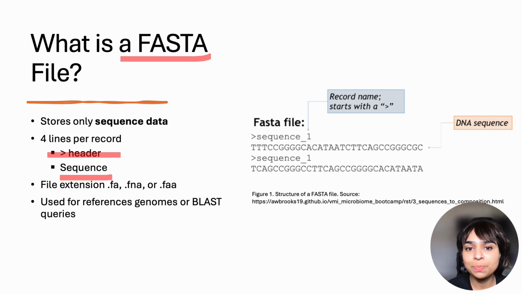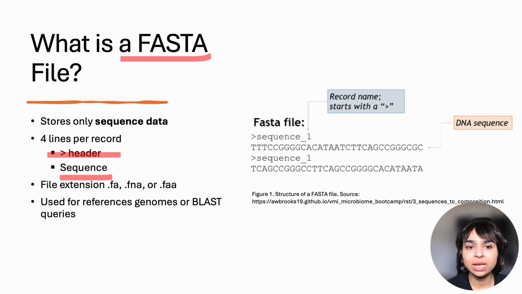FASTA files are just plain text. They can be opened in Notepad or any editor. You'll often see them used when working with reference genomes, conserved genes, or protein databases. The file extension might be .fa, .fna, or .faa, depending on whether it contains nucleotides or amino acids. And yes, one FASTA file can contain multiple sequences, each starting with its own header.